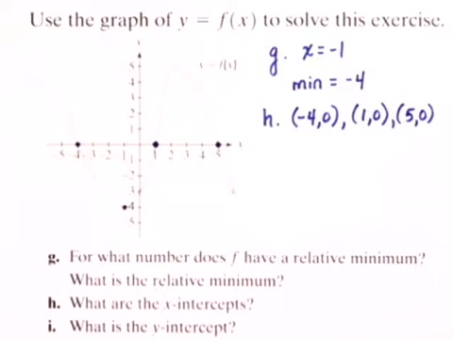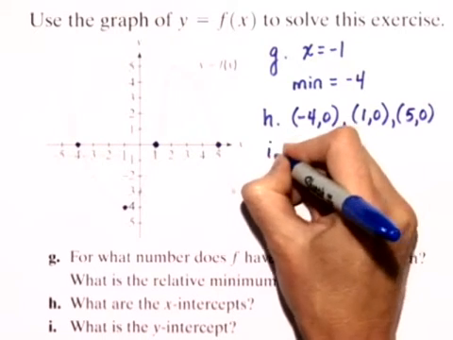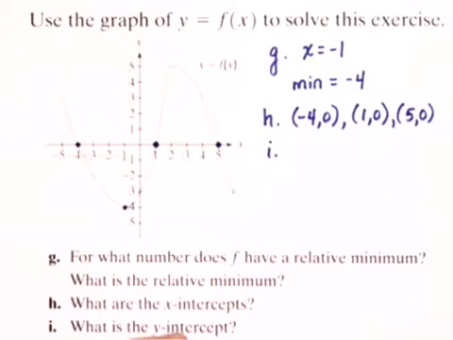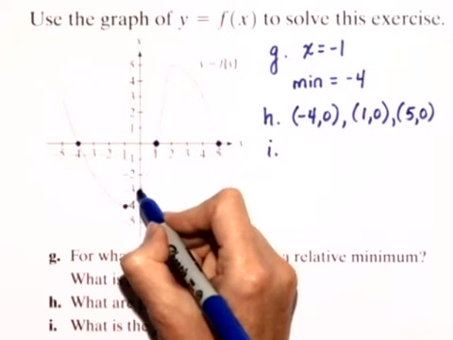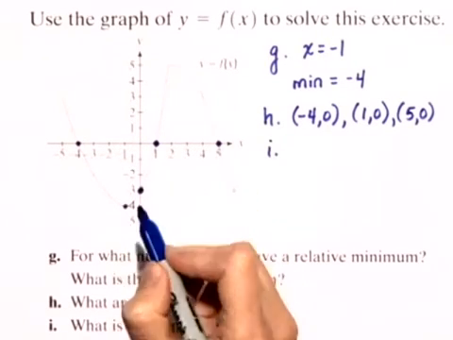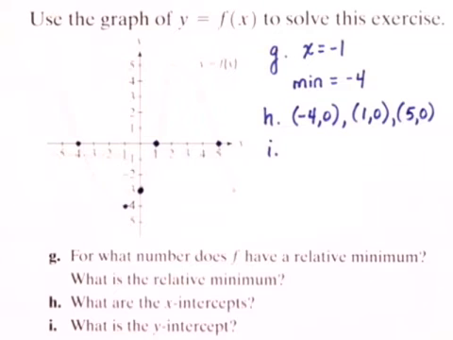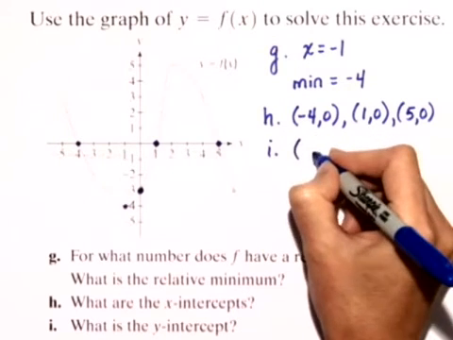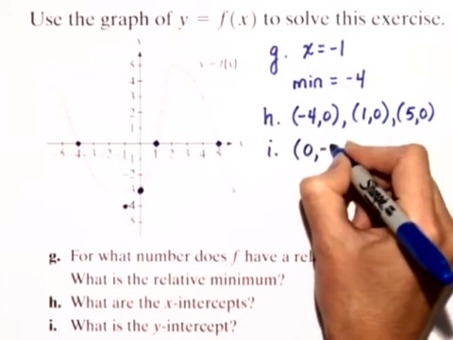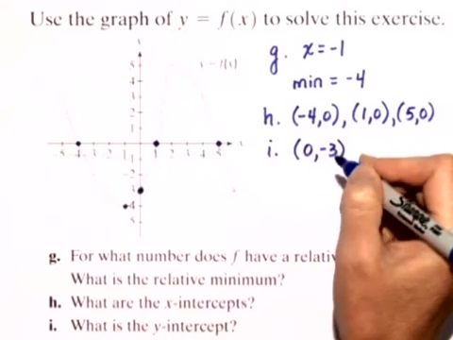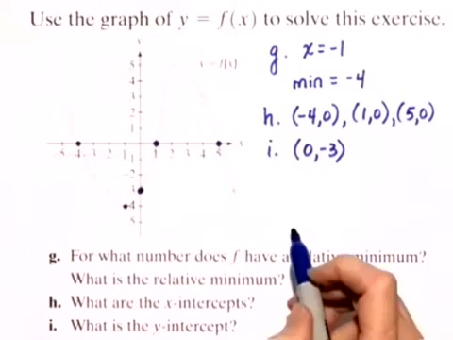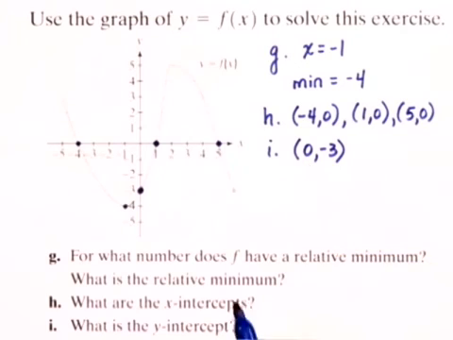In I, what is the y-intercept? The y-intercept occurs anytime the graph crosses the y-axis. Here we have a y-intercept at -3, so we can say the y-intercept is (0, -3). Also notice that anytime you have a y-intercept, the x value is equal to 0.